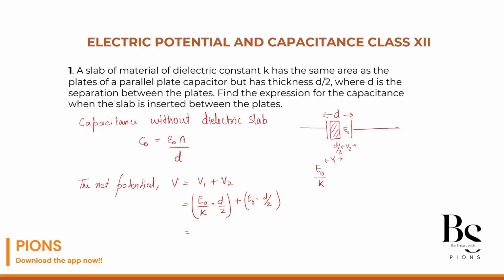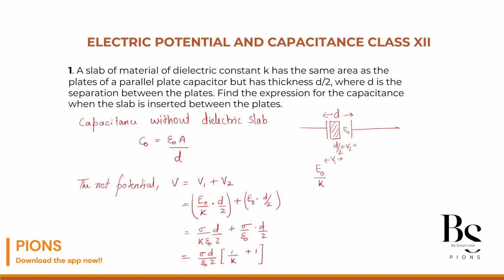Okay, great. Now let's substitute the value of E naught. Let me remind you once again, electric field E naught is nothing but sigma by epsilon naught. So sigma by epsilon naught into d by 2 into 1 by K, plus sigma by epsilon naught into d by 2. Now we will take common. You can see that sigma d by 2 epsilon naught is common in both of them, so here we are left with 1 by K and here we are left with 1.